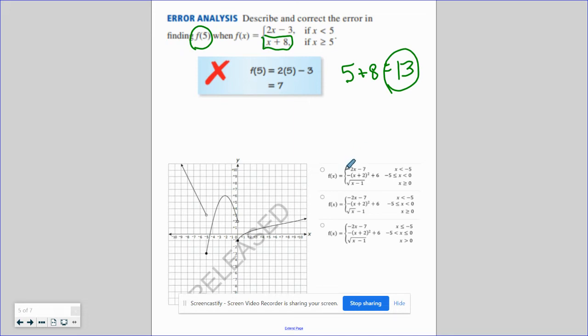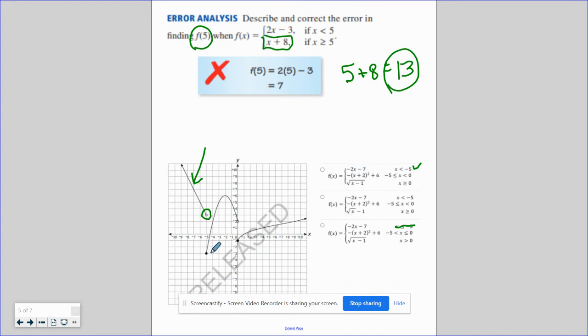This first set, so negative 2x minus 7, is going to be our negative line. It says when x is less than negative 5. In that case, at negative 5, we have an open circle, so that function is perfect. So that means it could either be our A answer at this point, or our second answer B, because that's x less than negative 5 here as well. Here is x less than or equal to negative 5, so that's no good because that would need to be a solid circle.